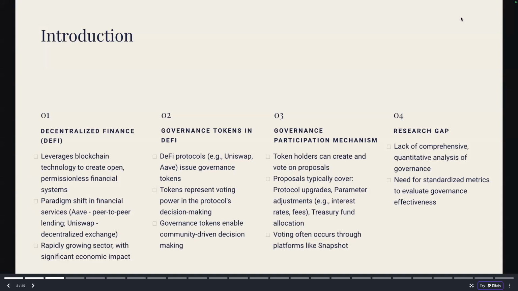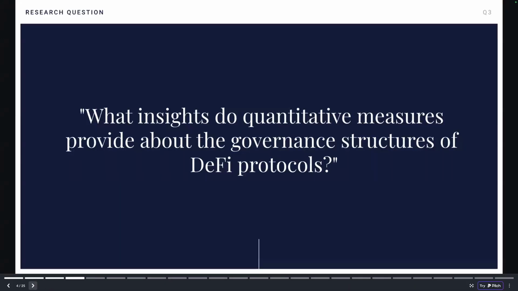However, in this whole governance realm, there is a big research gap. There is a lack of comprehensive quantitative analysis of governance, and thus a need for standardized metrics to evaluate how it is going in the DeFi ecosystem, how governance is evolving, and whether it is effective. Thus, my research question guiding me through my thesis is: what insights do quantitative measures provide about the governance structures of DeFi protocols?